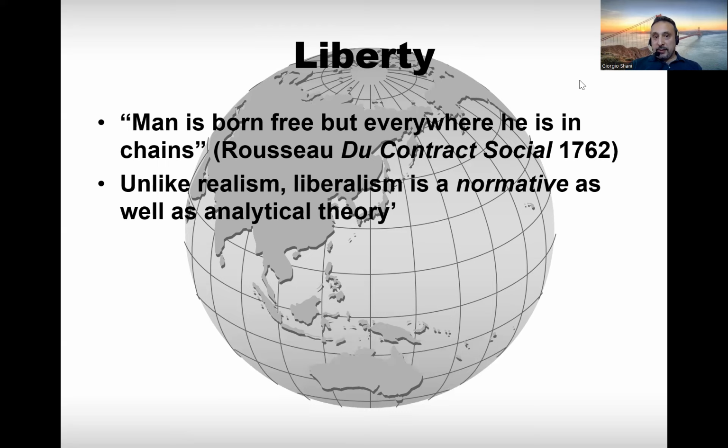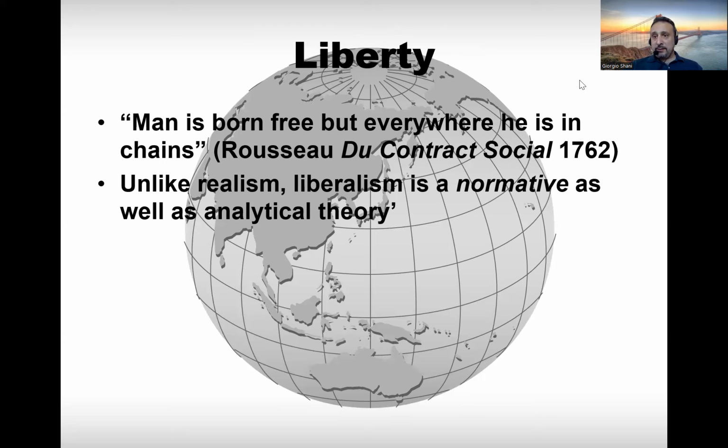So the idea that man is born free can be seen as a normative statement. However, the second part of the statement, everywhere he is in chains, may be seen as an analytical statement. So this shows the central contradiction with which liberalism operates, which is this contradiction between the normative aspirations of liberalism to free and emancipate everybody, and a description of the world as a world where there are forms of unfreedom.